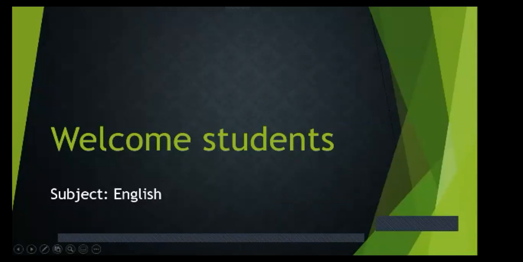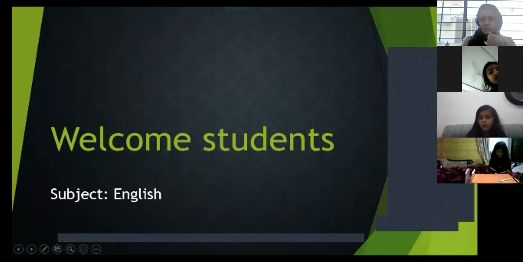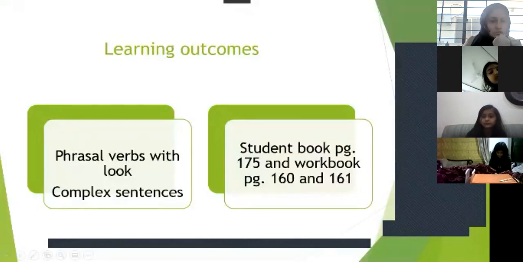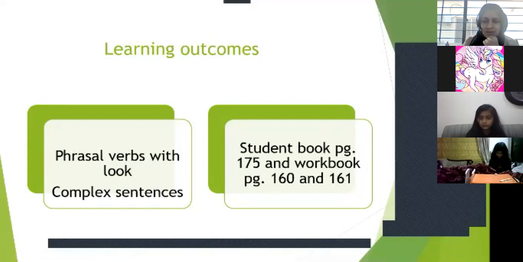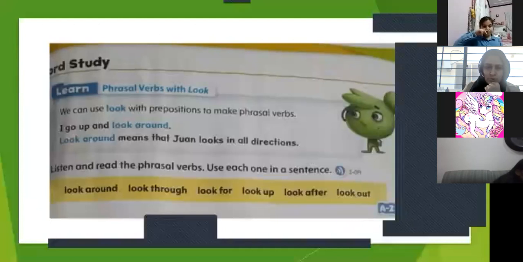Okay, girls, you need to have your student book and workbook both with you, okay? Let's move on to the next slide. Today's learning outcomes are that we'll do phrasal verbs with look and we'll do complex sentences. The student book page is 175 and the workbook pages are 160 and 161. First of all, you will come to page number 175 of your student book, okay?